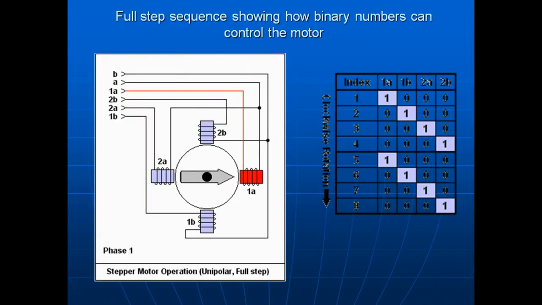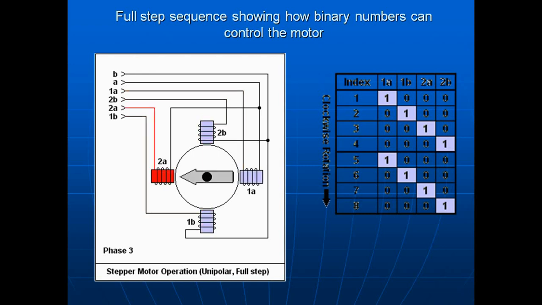Here is the full step sequence showing how binary numbers can control the motor. Here 1A, 1B, 2A, 2B, and the function of A, B and 1A, 2A, 2B. Here is stepper motor operation, unipolar full steps. The conduction for that is 1A, 1B 0, 2A, 2B 0.